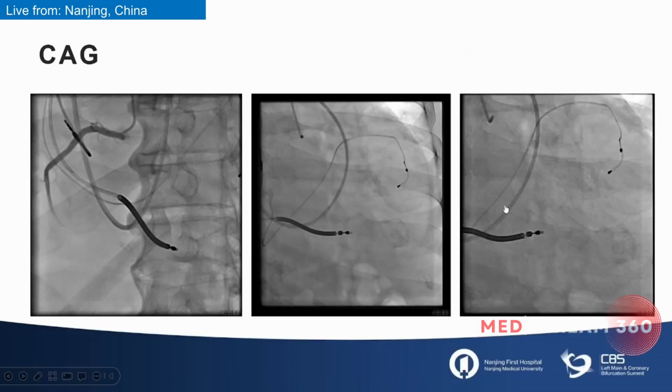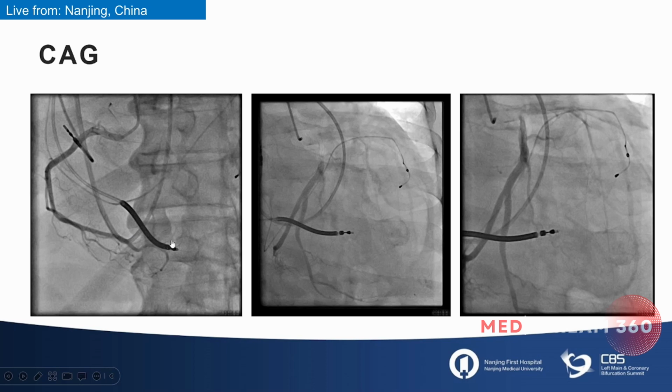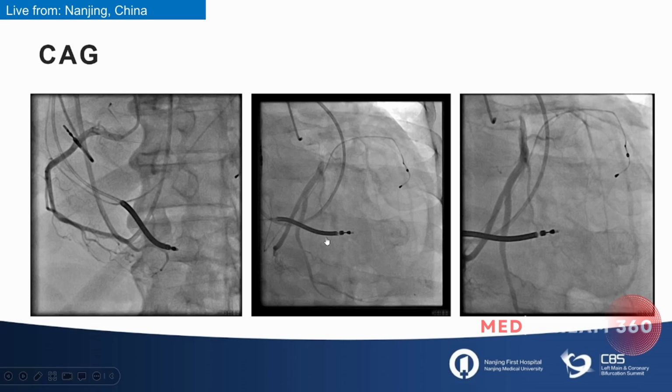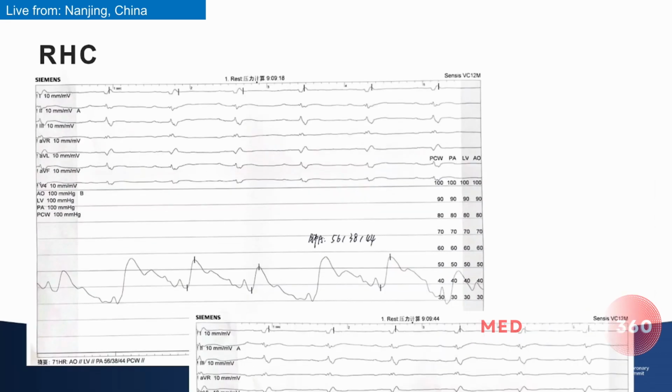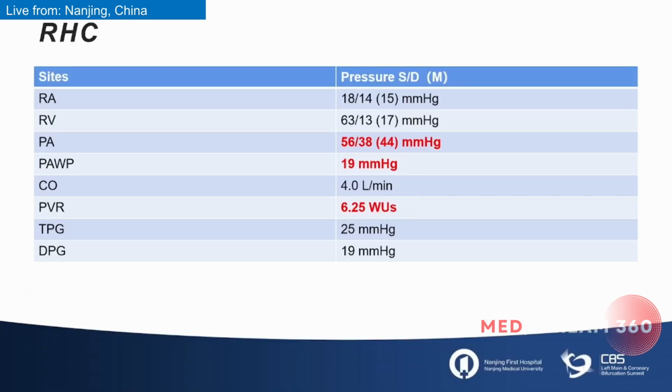The CAG, coronary angiography, for this patient reveals that the patient's coronary artery is normal. There is no atherosclerotic lesion, stenosis, or congenital anomaly. This is the RHC waveforms for this patient. Furthermore, right heart catheterization finds that the patient has CpcPH, with elevated PA pressure of about 44 millimeters of mercury, and the PAWP is also elevated. The PVR is almost 6 Wood units.